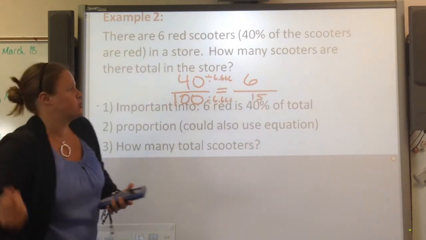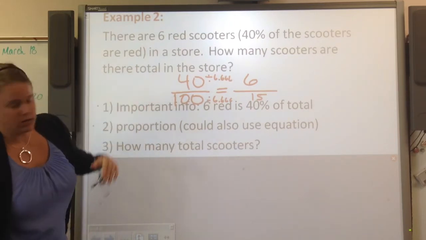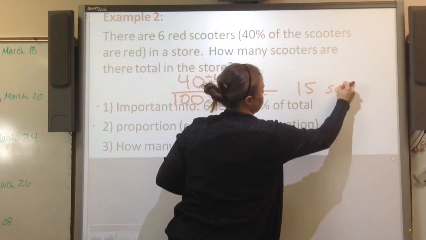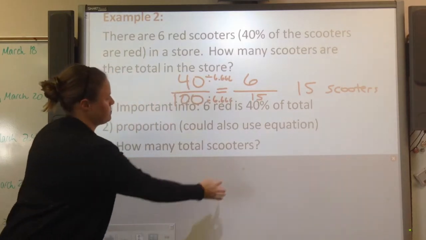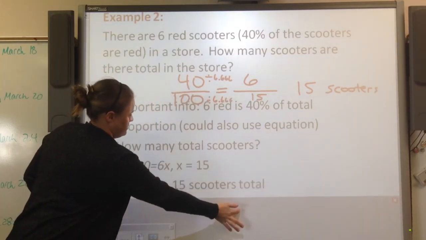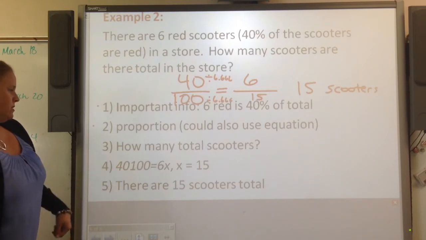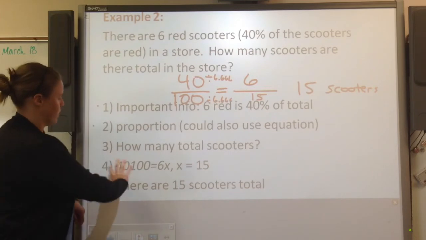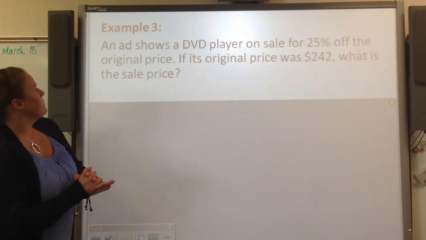So the other part, there's a total of 15, so there are 9 other scooters there, but this is asking me for the total. So my final answer would be 15 scooters. So then we can see that 4,100, that's again the next step of proportions. So don't worry about that step right there today. Let's do one more. Example 3.